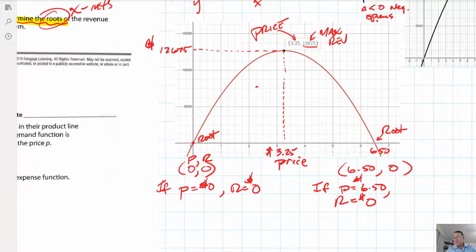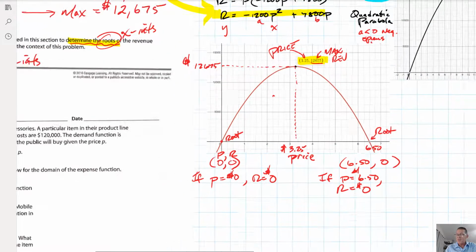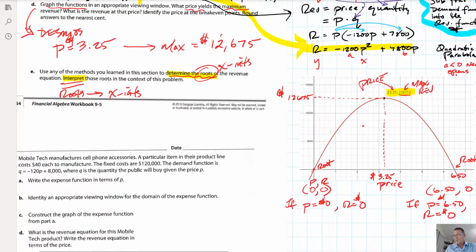So there's always a price, a magical number here, where the maximum revenue occurs, and it always occurs at the vertex. That point right there is going to be the special point to find in any business problem. And then the roots are just two different places where the company is not making any money. And that right there is number 3.